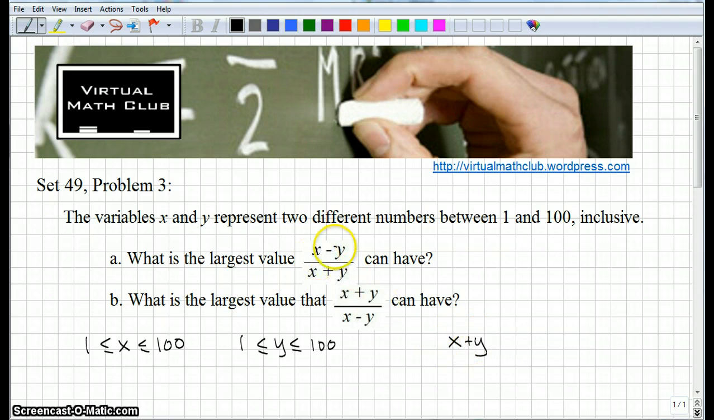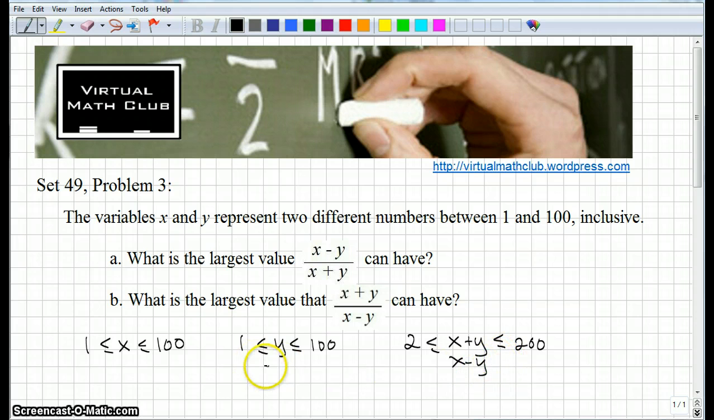Alright? Because we're not dealing with just x and y, we're dealing with x minus y and x plus y. So let's look at x plus y. What's the range on x plus y? Well, the biggest one would be when y is 100 and x is 100, so that would be 200. And the smallest would be when x is 1 and y is 1, so that would be 2.